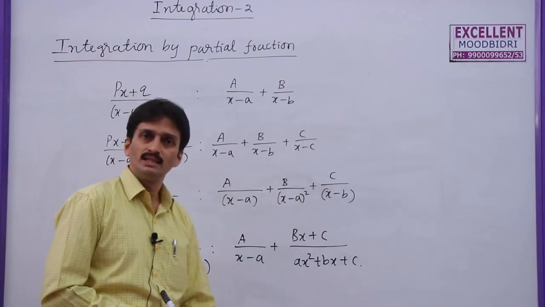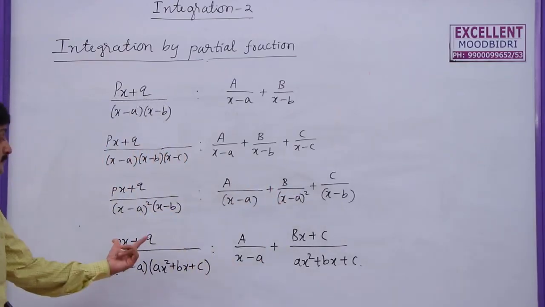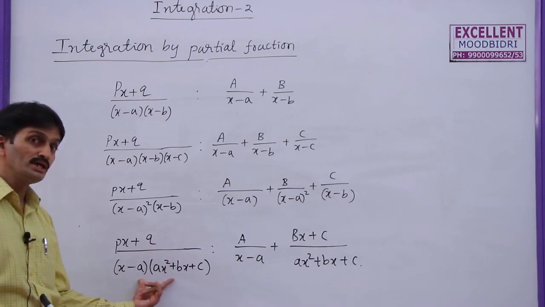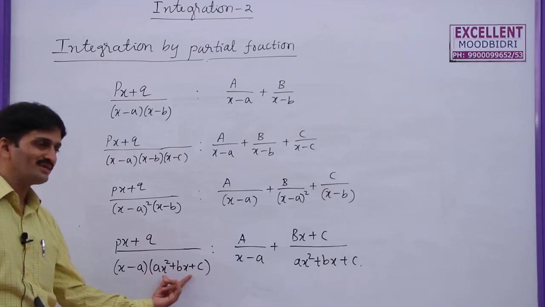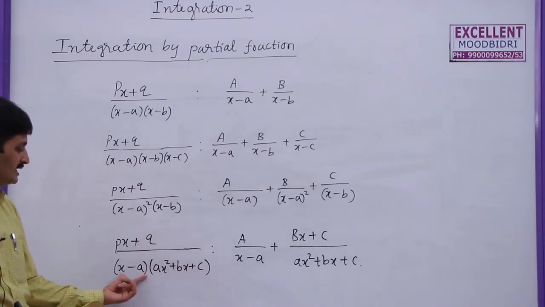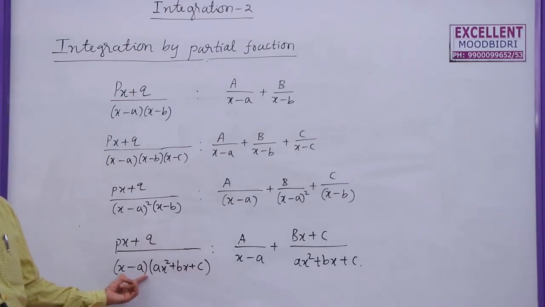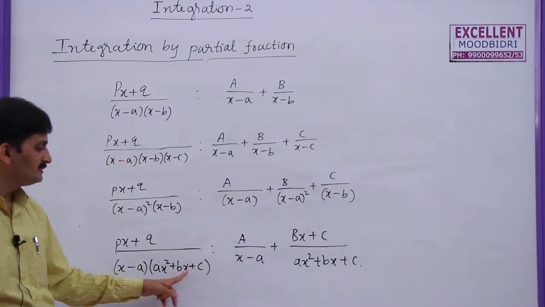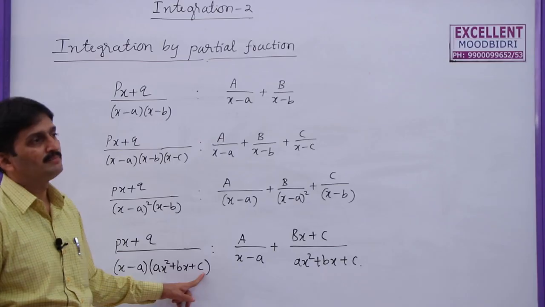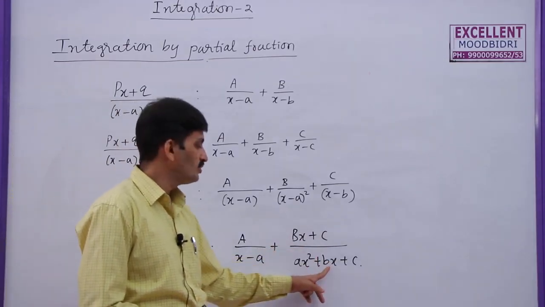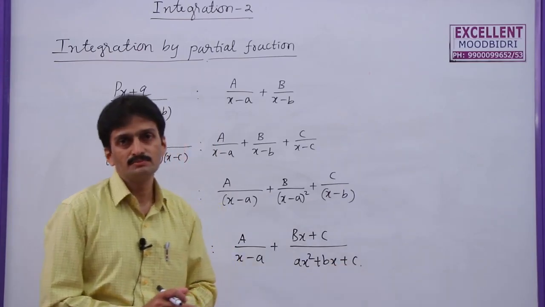and find A, B, C later. Last one, px plus q by x minus a into x square plus bx plus c. Here look into the denominator. In denominator, one is linear, one is quadratic. In such a situation, for x minus a, the corresponding partial fraction is A by x minus a, and for ax square plus bx plus c, the corresponding partial fraction is Bx plus C by ax square plus bx plus c.